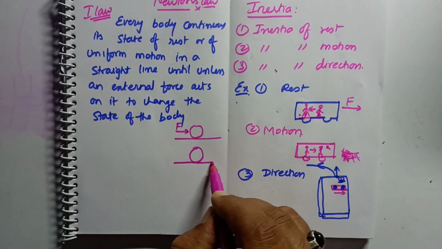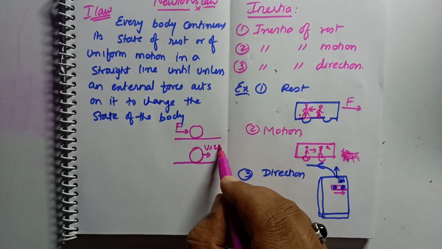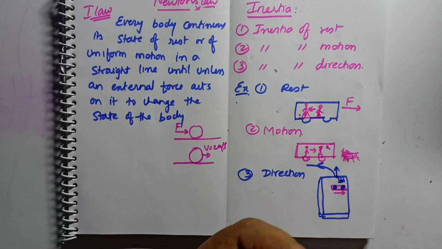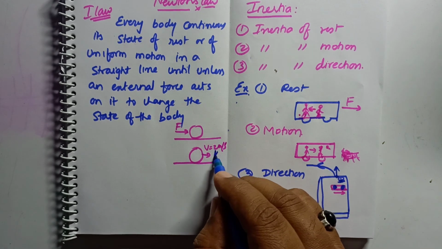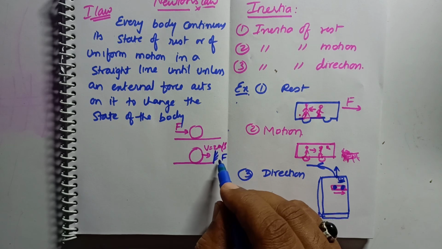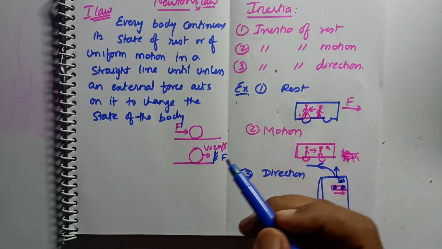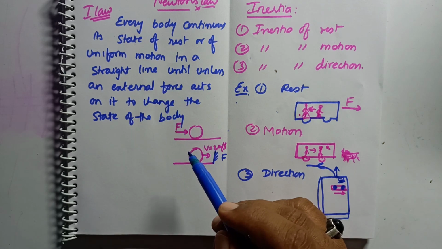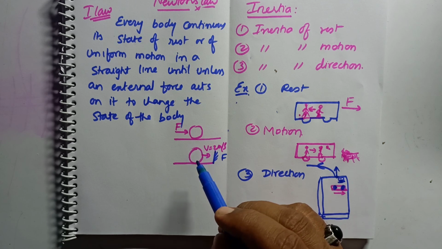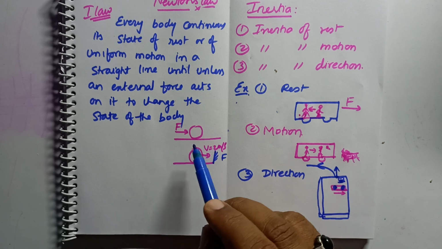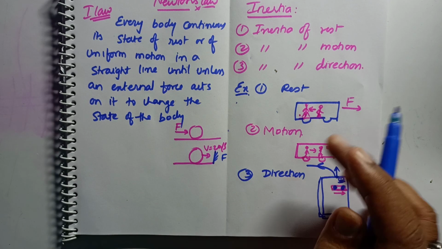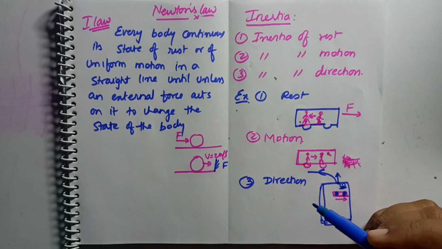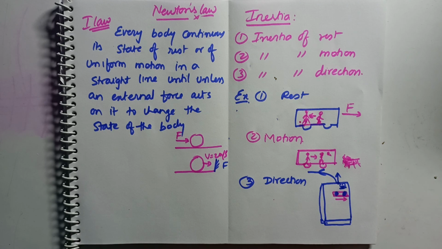Let us imagine there is one ball which is moving with a certain velocity, that is 2 meters per second. That is called constant velocity. So unless you apply certain force to stop the body, the body continues to move. That is the meaning of the first law. So every body continues its state of rest or of uniform motion in a straight line unless an external force acts on it to change the state of the body. That is called Newton's first law. So I think you understood Newton's first law along with examples also. So let us go further now.